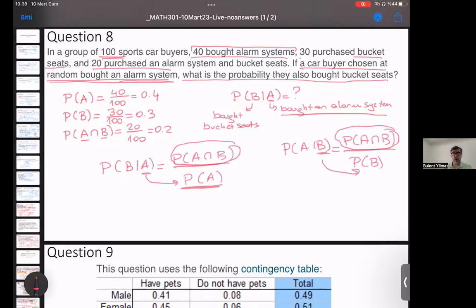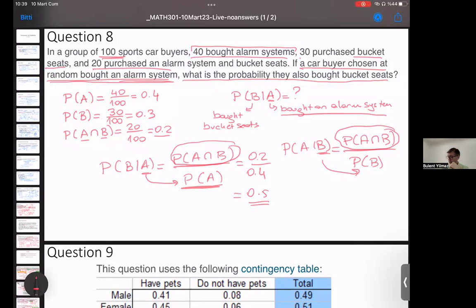Okay, I want you to give me the final answer. From this, you can say 0.2 divided by 0.4, which is 0.5. So the probability of a randomly chosen person buying a bucket seat, given that he also bought an alarm system, is 0.5. Is this clear, guys? 0.5 is easy.